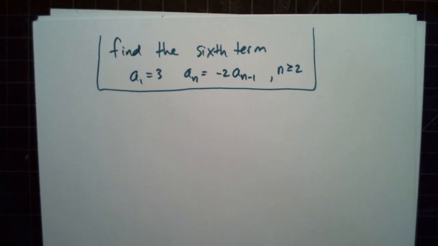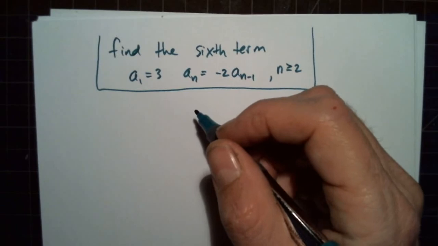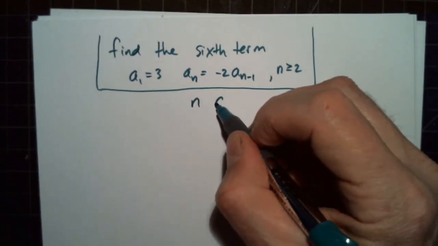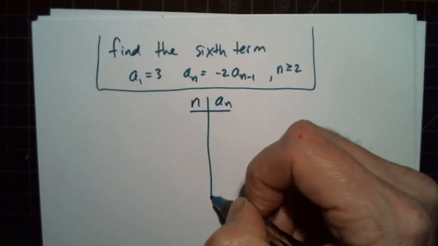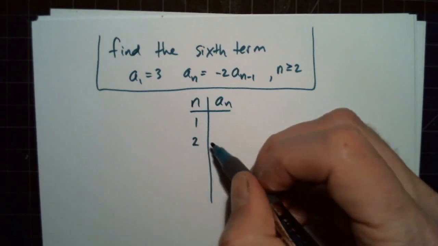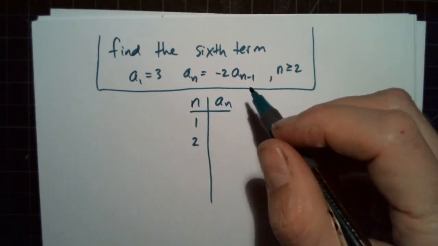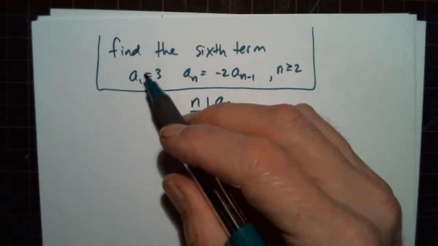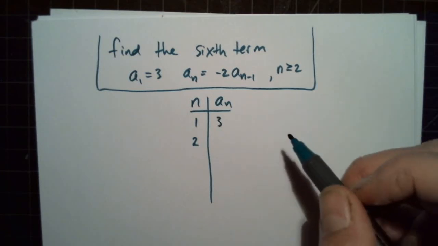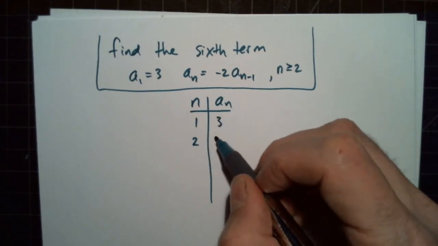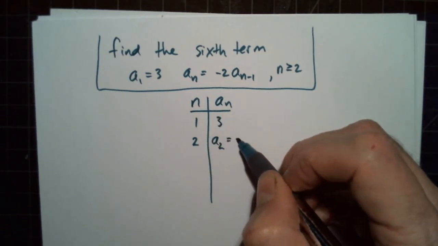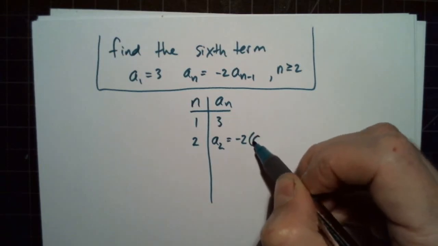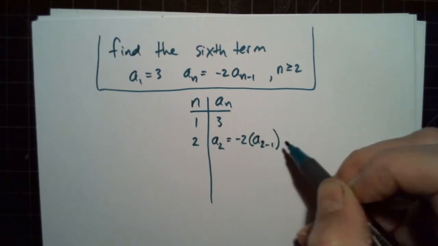Okay, do the same thing. Pause the video and try this one. All right, A1 is 3, and A_n is going to be negative 2 times A_(n minus 1).